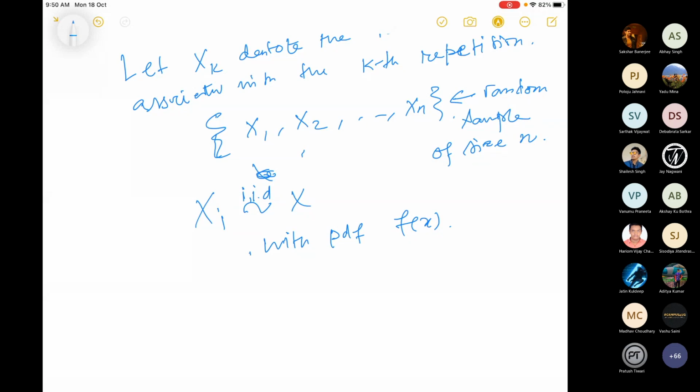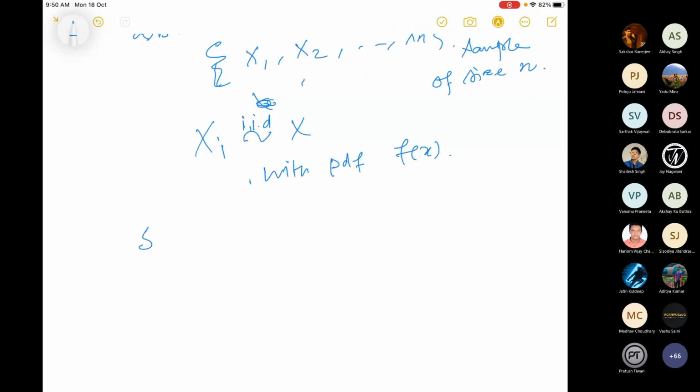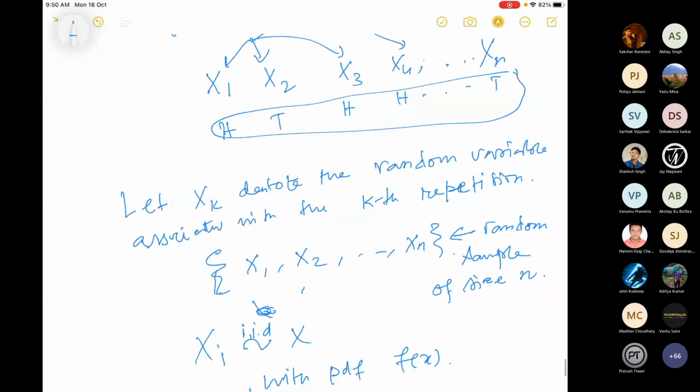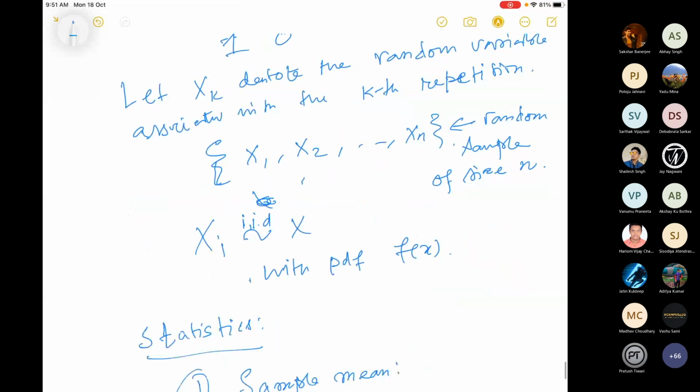Now I'll tell you what is called statistics. Statistics, as a noun, is a property of this data. What is a statistic of this data? Now, two things are called statistics. One is called the sample mean. What is the sample mean? You got these numbers, for example, head, tail. Since it's a random variable, you can say this is 1, 0, 1, 1, dot dot dot, 0. So you always get numbers, right?